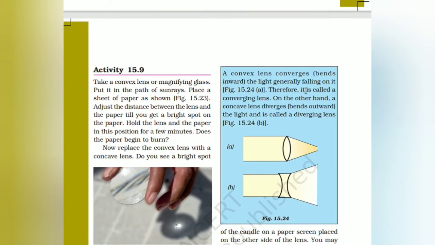A convex lens converges the light generally falling on it. Therefore, it is called the converging lens. On the other hand, a concave lens diverges the light and is known as the diverging lens.